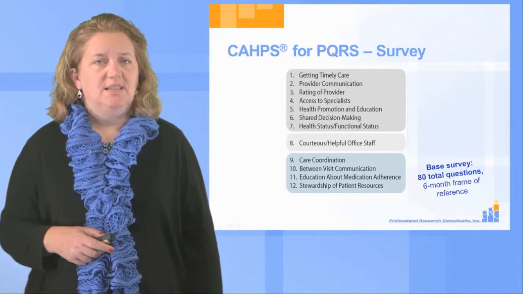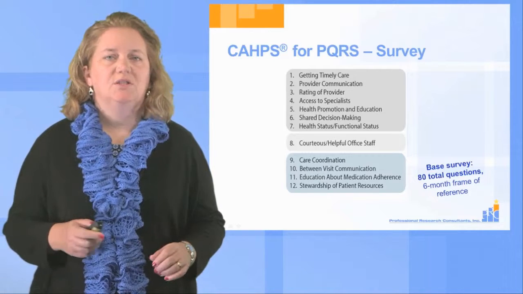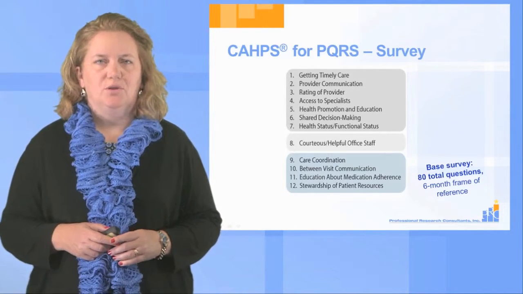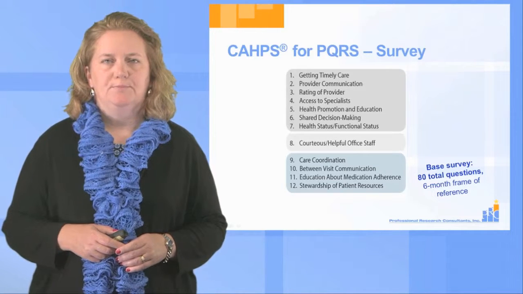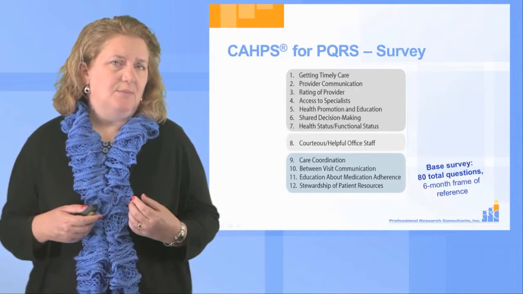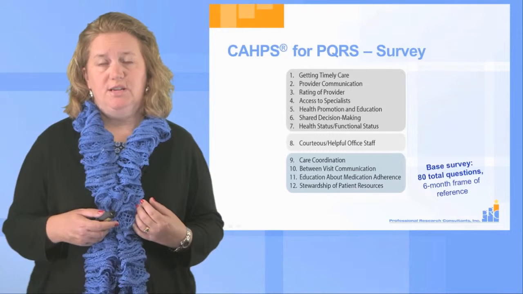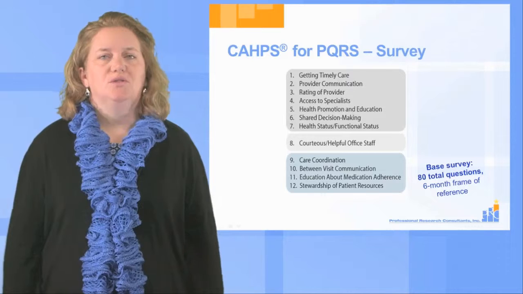To my knowledge, CMS is fielding the full 80-question survey this year for the groups of 100 or more. They don't have the option to use the shorter version that's available for the ACOs. We expected that CMS would turn the CAHPS for PQRS work over to survey vendors for 2014, and we're surprised to see that they chose not to.